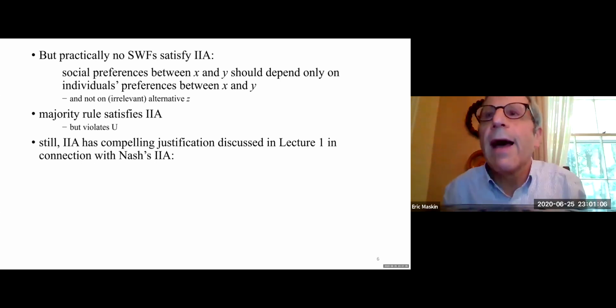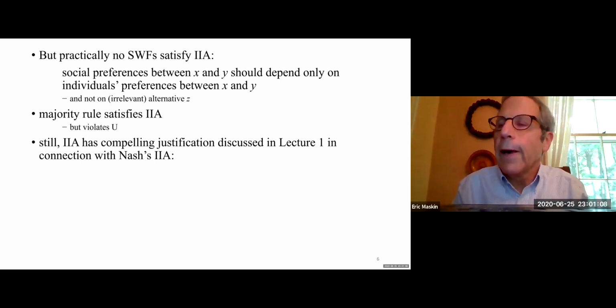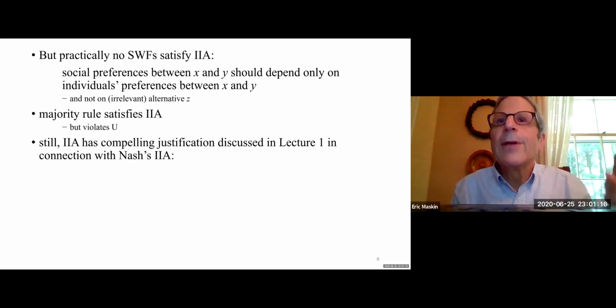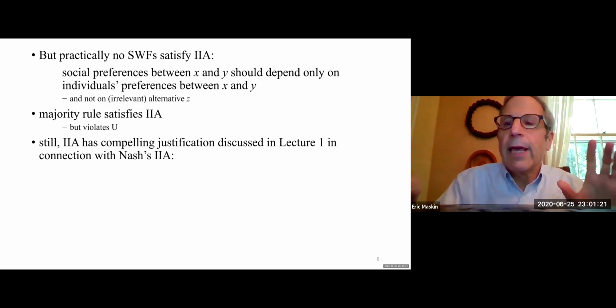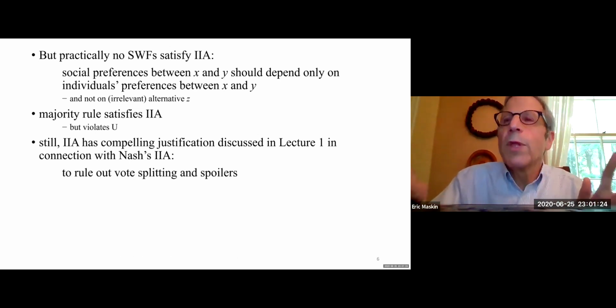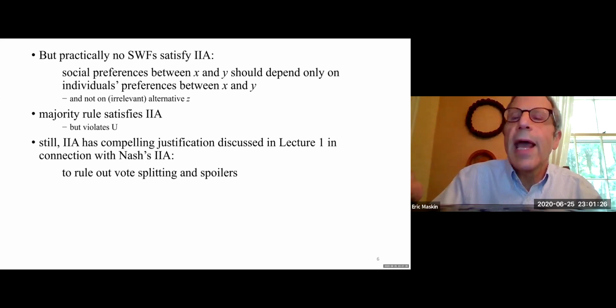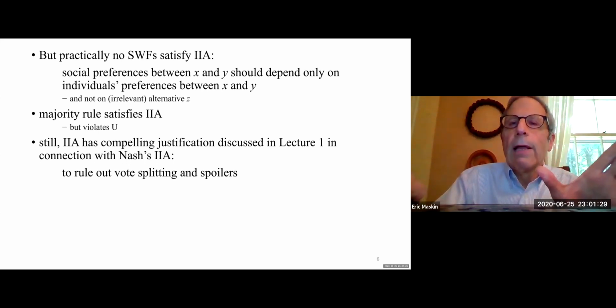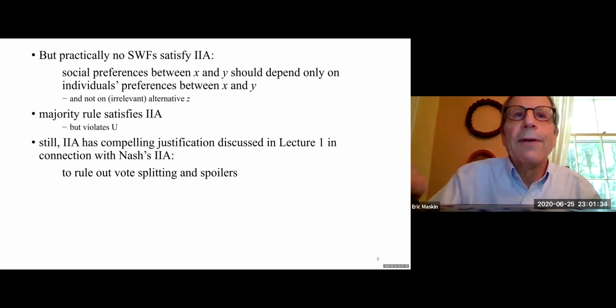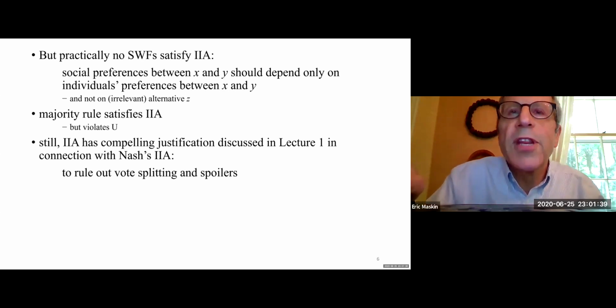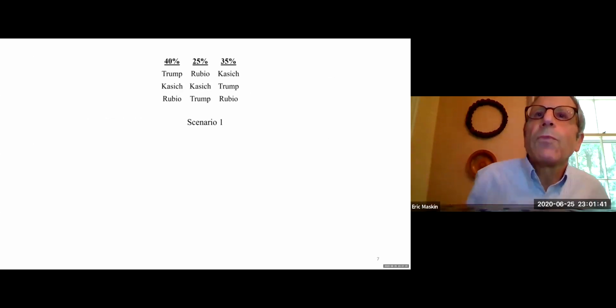But despite the fact that IIA is so strong, it does have a compelling justification, very similar to the one that I was proposing in the first lecture. It rules out vote splitting and spoilers. And let me show you why the Arrow IIA condition rules out vote splitting and spoilers, just as the Nash one does.